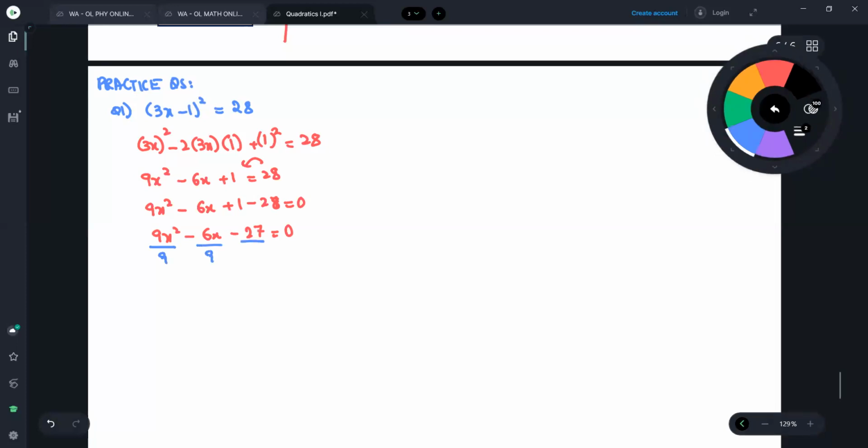Then we will solve the equation. I'm going to remove the coefficient of x square. So what is the number attached to x square? The number attached to x square is 9. So I'm going to divide the whole equation, the left hand side and the right hand side, by 9. And now this leaves me with x square minus 2 over 3 x minus 3 equals 0. Sir, do we have to make the denominator the same? No, you have to divide the whole equation. All terms in the equation, whether on the left hand side or the right hand side, you're going to divide by the coefficient of x square.